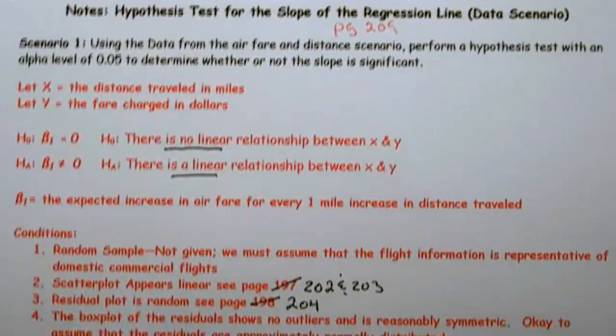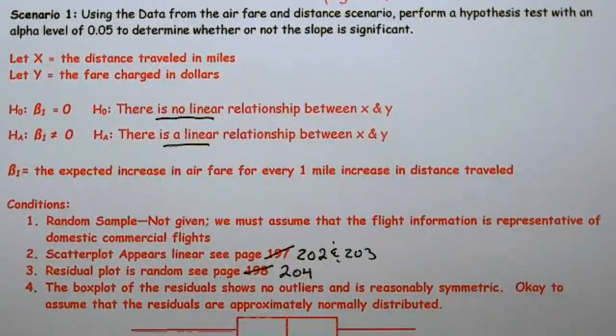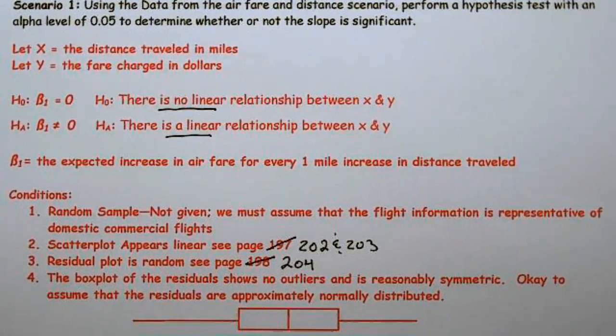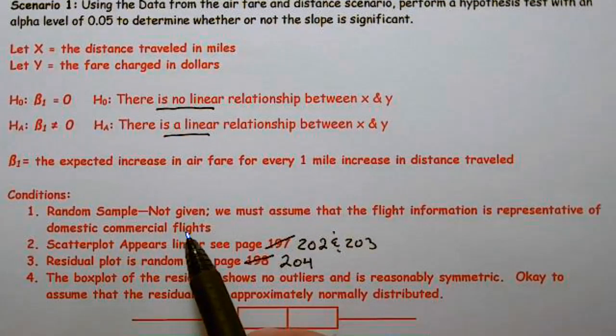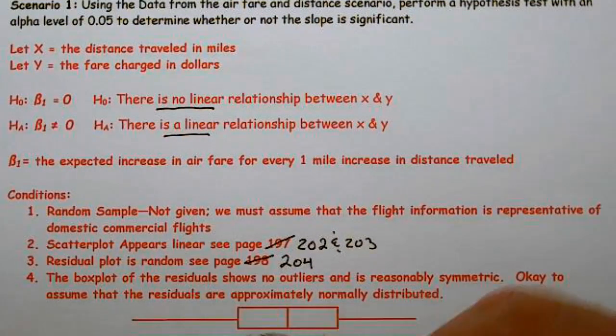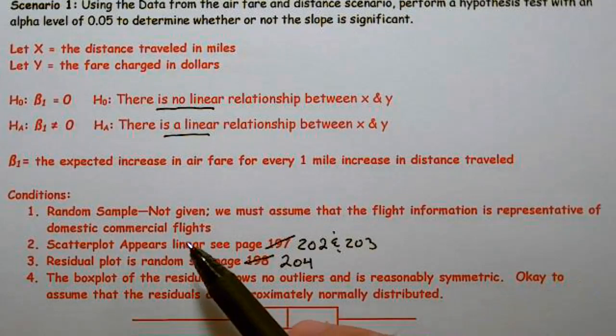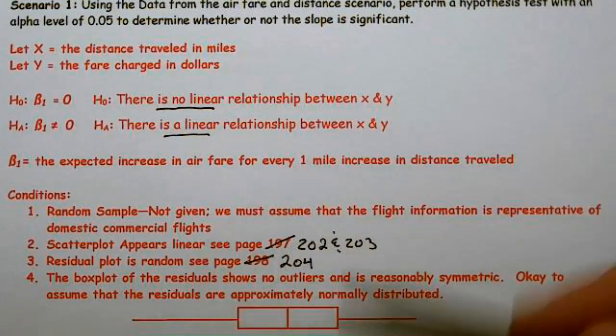So our conditions. In this particular case, they didn't tell us it was a random sample. So we're going to have to assume that the flights information is representative of those domestic commercial flights, specifically from Atlanta. But we're going to have to make that assumption. Normally, they're going to tell you, hey, a random sample, and you'll just state random sample. So that doesn't change. But here's where things get a little different.